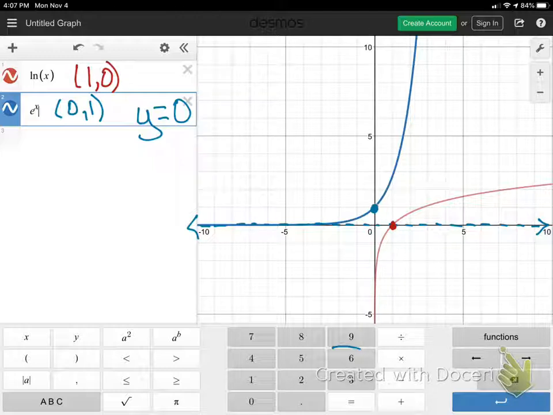Now my asymptote is a vertical asymptote. It is the y-axis. And how do I write the y-axis as a line? X equals 0. So these are parent functions, and these parent functions are inverses of each other. If I drew a line of y equals x right here, they would reflect across that. That's what an inverse function is. They are inverses of each other.